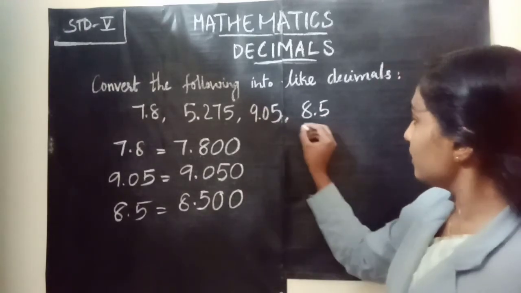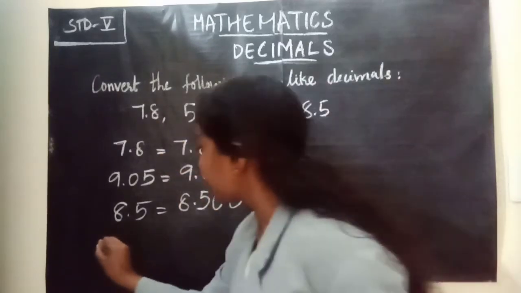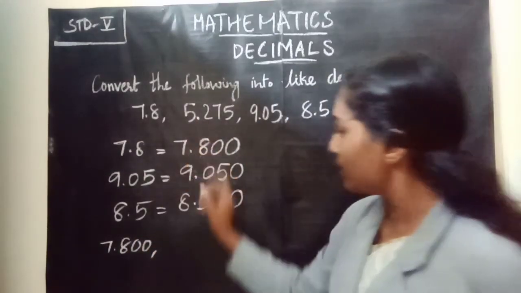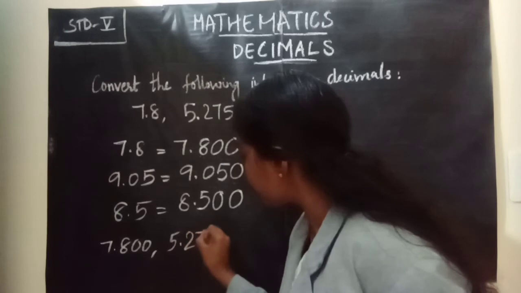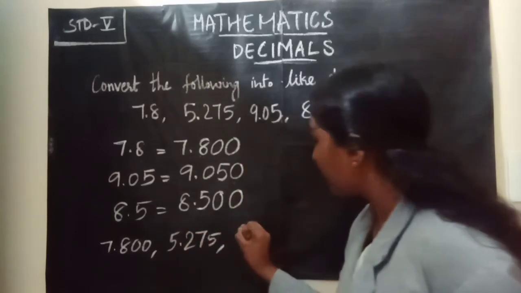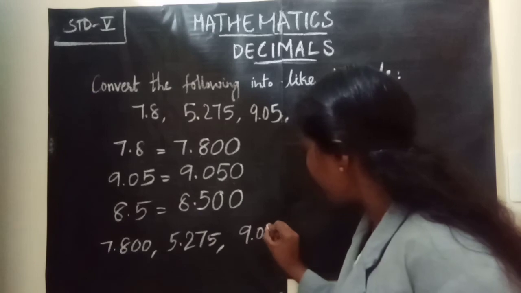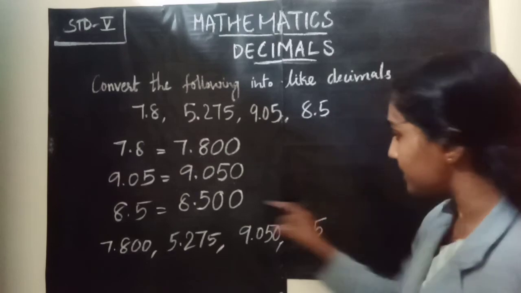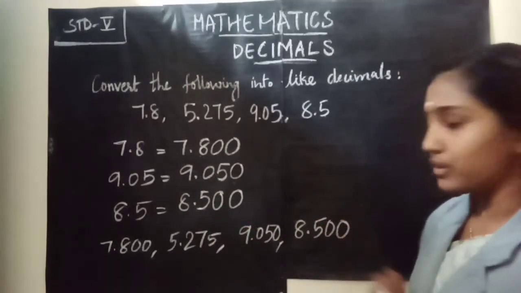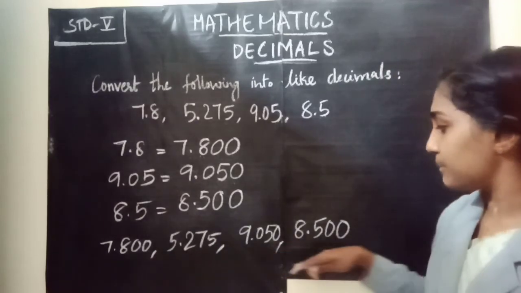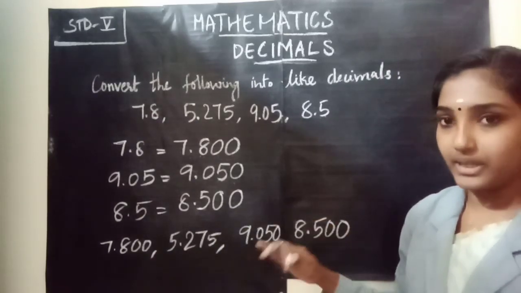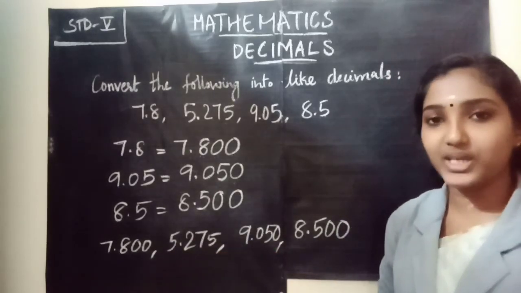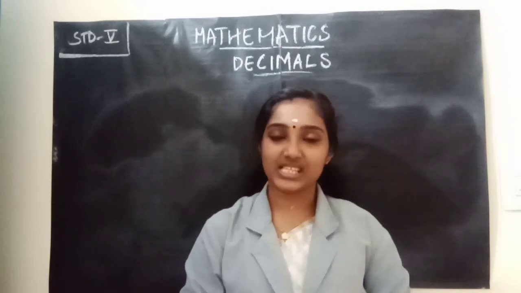Okay, so now we can write here 7.800, 5.275, then 9.05 has changed into 9.050. The next, 8.5, has changed into 8.500. Okay, now look, all these decimal numbers have three decimal places. So now we can say that these are like decimals. Okay, hope you all understood today's class. Thank you.